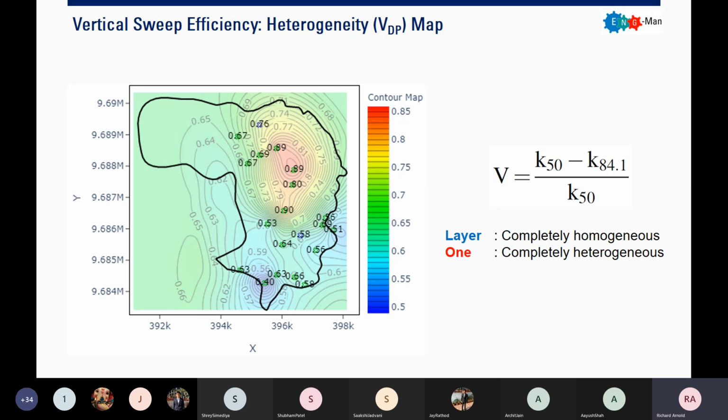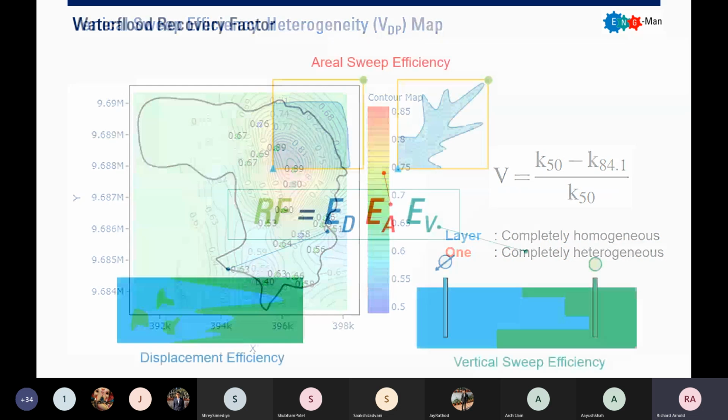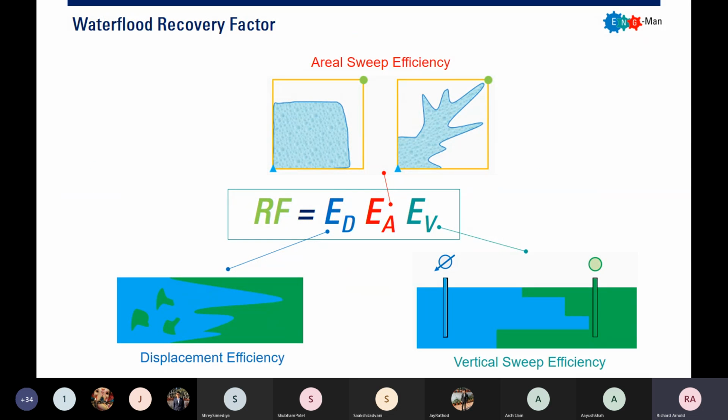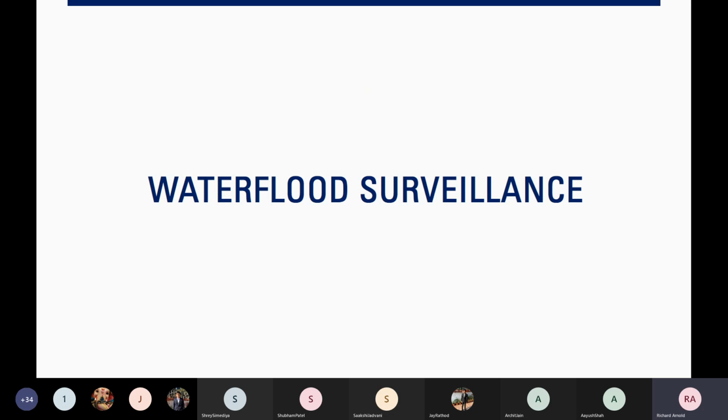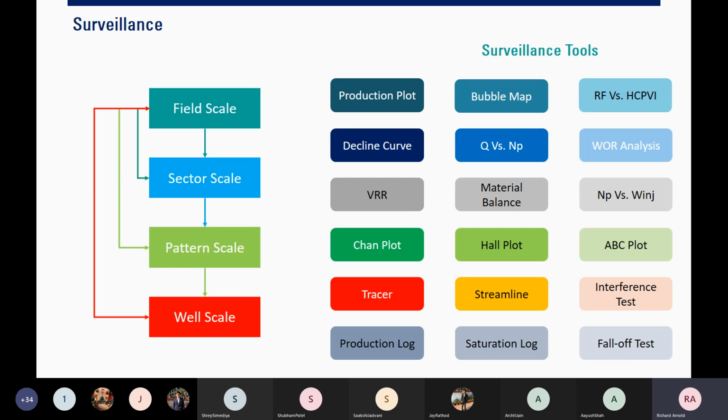Okay, so after you know displacement efficiency, areal sweep efficiency, and vertical sweep efficiency, you can calculate your recovery factor provided by the water flood. All right, in the last section, I will talk about water flood surveillance, or water flood diagnostics, or water flood performance analysis. It is a really important and interesting topic.